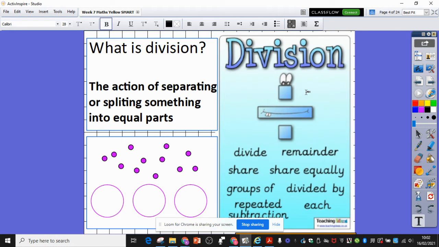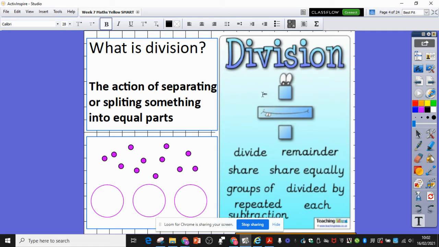First of all, let's just recap on what is division. Now, you should already know because you've been doing division right the way through your school years. So let's look here first. What is division? It is the act of separating or splitting something into equal parts. And that's the key word here, into equal parts.